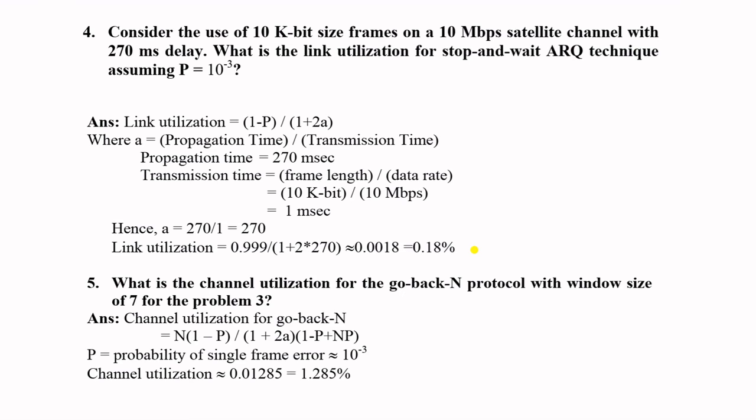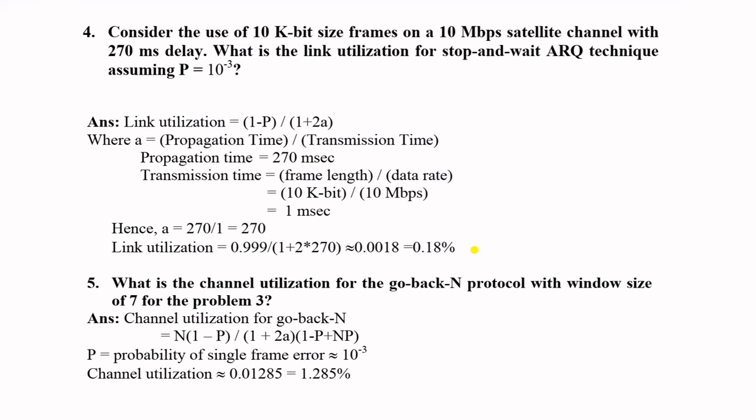Okay, now there are two questions related to these ARQ techniques. The first question is, consider the use of 10K bit size frame on a 10 Mbps satellite channel with a 270 millisecond delay. Here it is asked to find the link utilization for the stop and wait ARQ, assuming P equals 10 to the power minus 3.